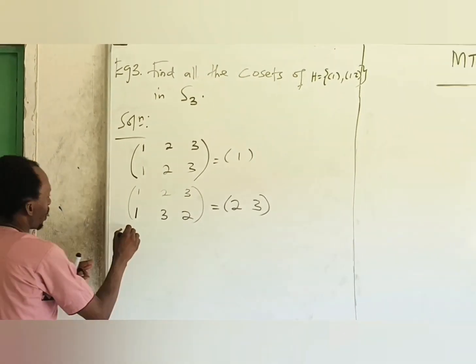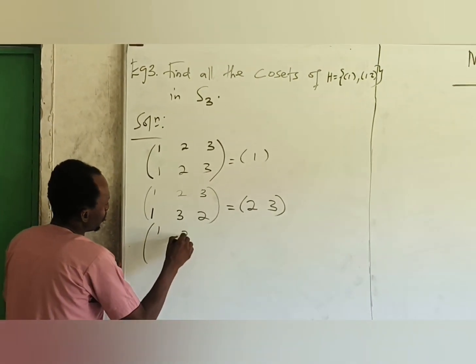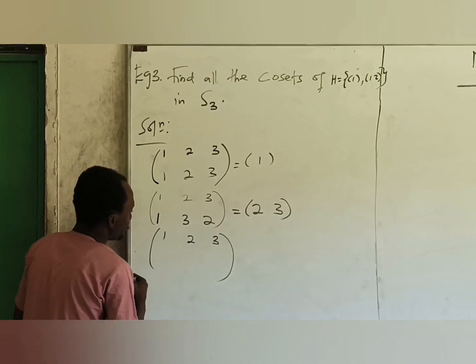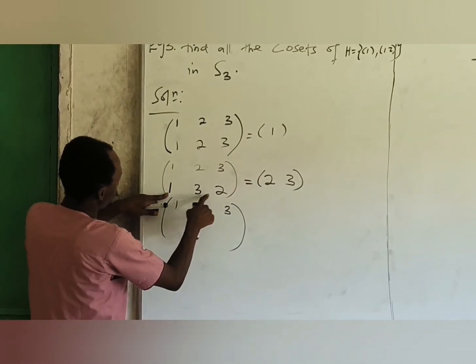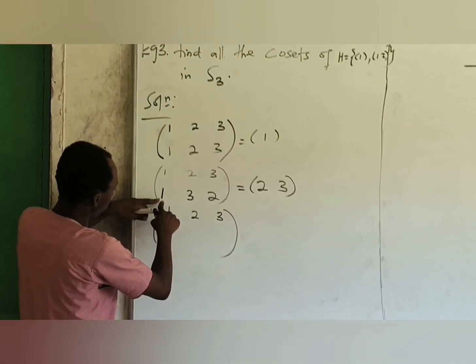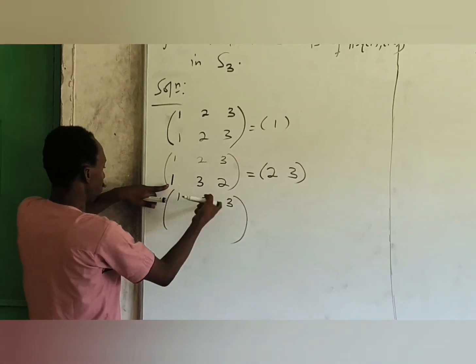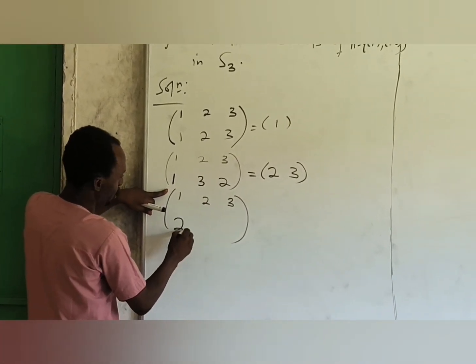Now you have another one, you have to permute again. You have to rearrange. So let's see. We have 1, 2, 3, and we have 1, 3, 2. Can we maintain 1 again? No. So now let's do swapping again. So now bring 2 here. Can you see?